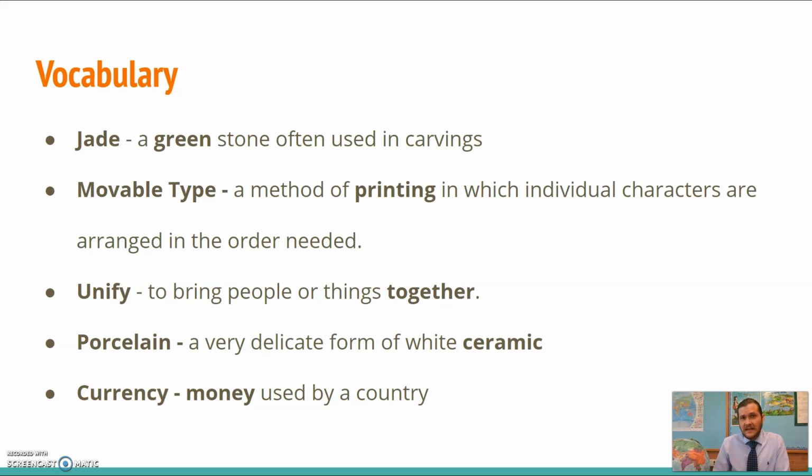Porcelain is a very delicate form of white ceramic. It's a type of glass. And currency is basically money used by a country.